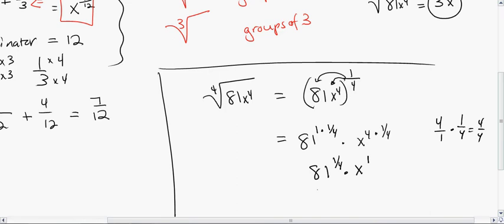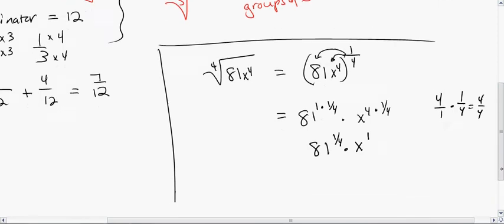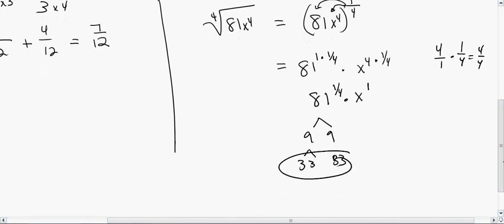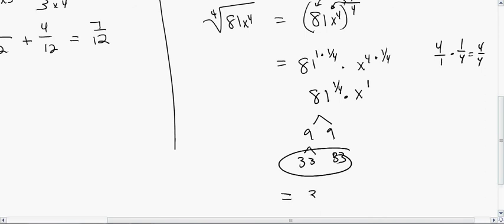And then I kind of do that same process again. I want to split up 81 into something where I can get a group of 4 of something. And when I do that, I'm still going to get 9 times 9 and 3 times 3 times 3 times 3. And there's my group of 4. So my answer is going to end up being exactly the same, 3 times x. Yay. So either way you want to think about it, both will work.